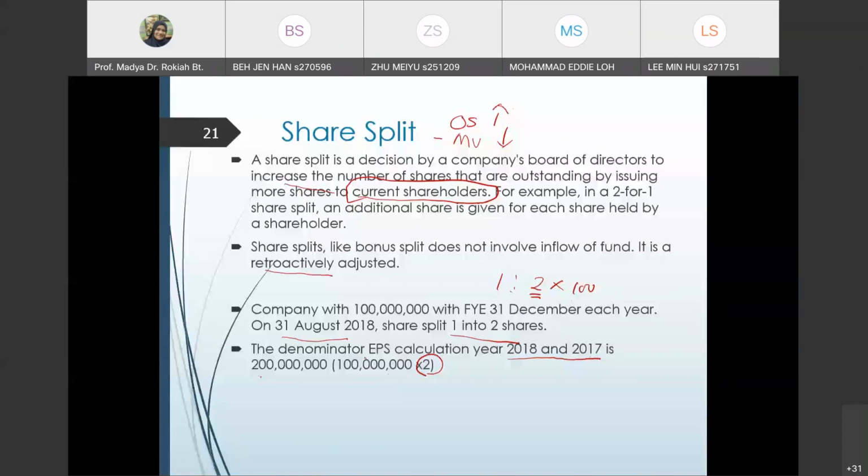Okay, the next one is a reverse share split. A reverse share split, sometimes we call this a consolidation of shares.